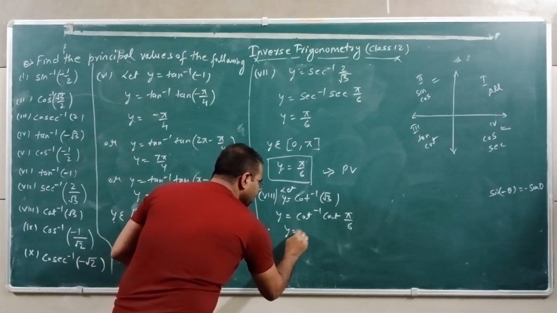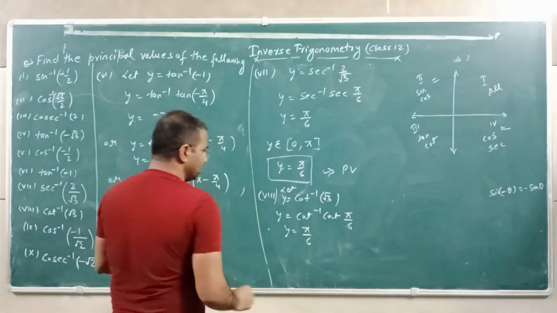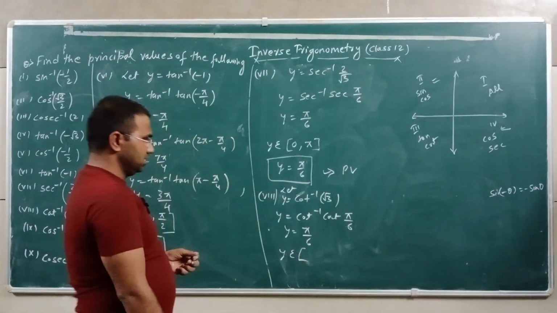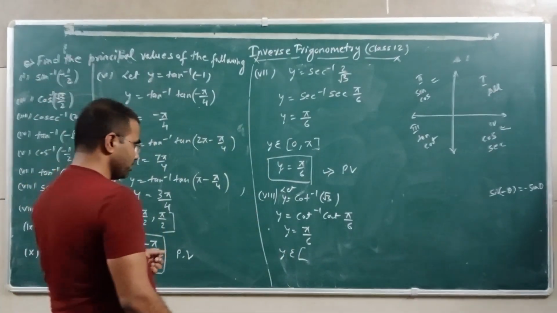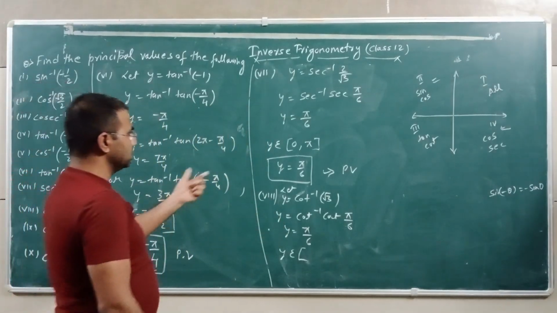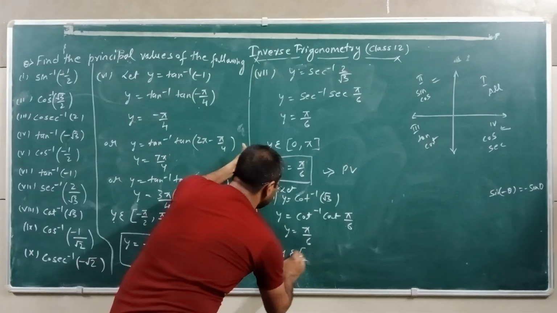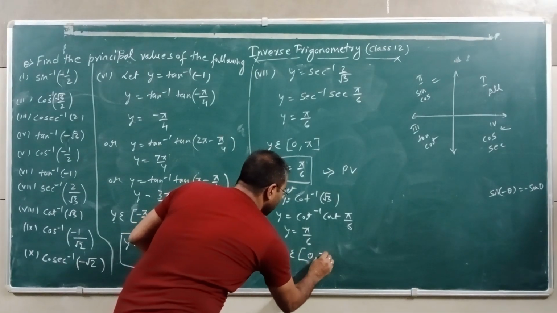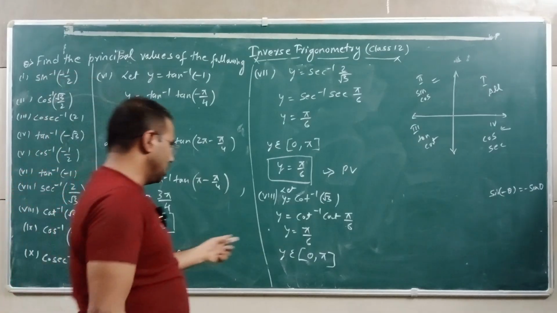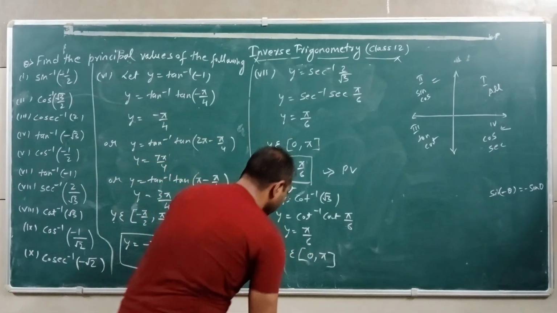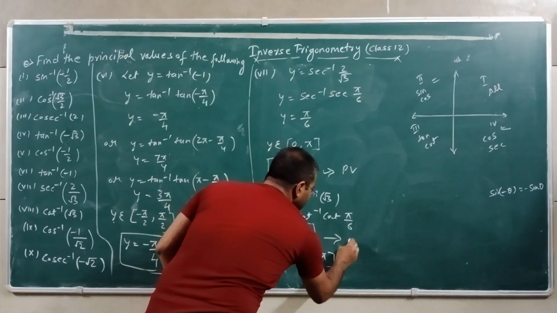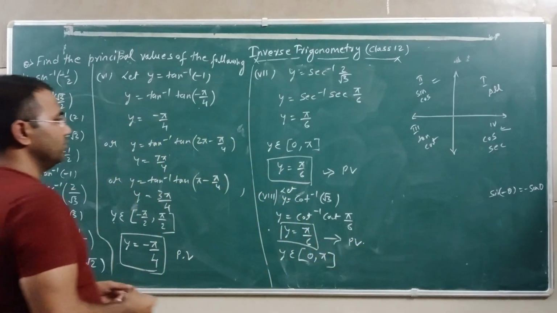Then y, what will come? Pi upon 6 will come. And the range for y for the cot trigonometric ratio: as cot is equal to cos upon sine, we will consider the cos range. Then y will belong to 0 comma pi. Okay, so see here, y is equal to pi upon 6 is coming, and pi upon 6 will lie between 0 and pi. So pi upon 6 will be the principal value of cot inverse root 3.